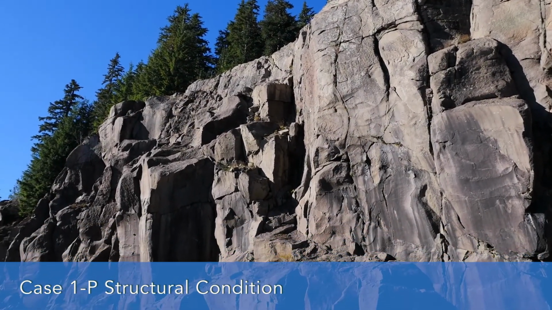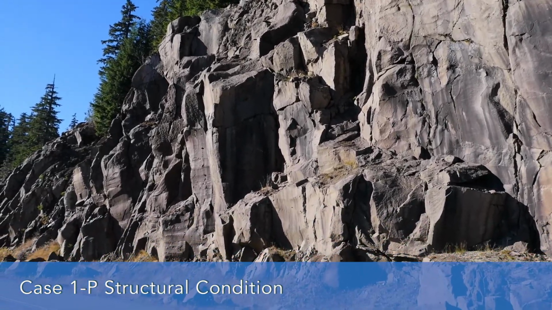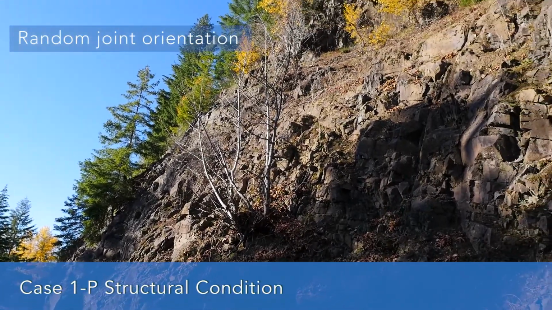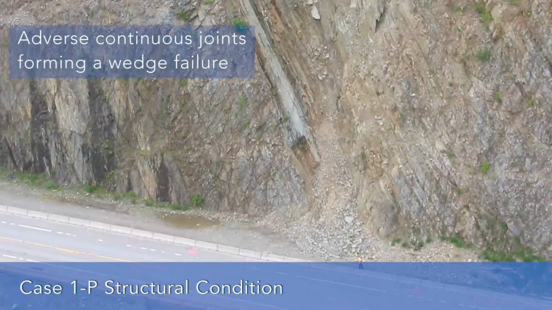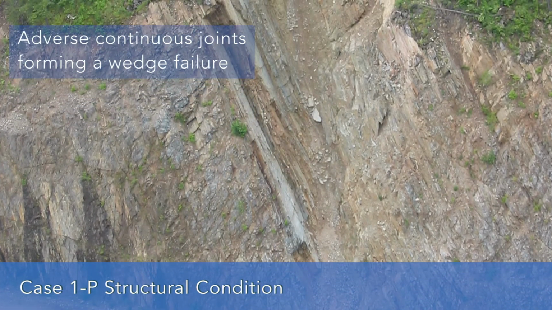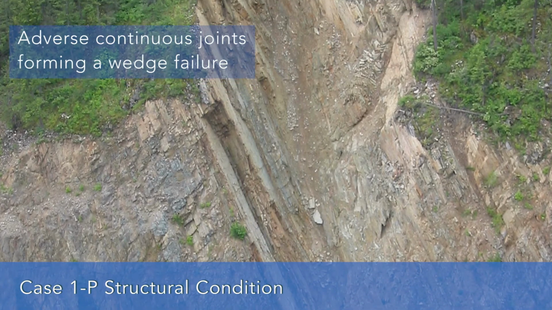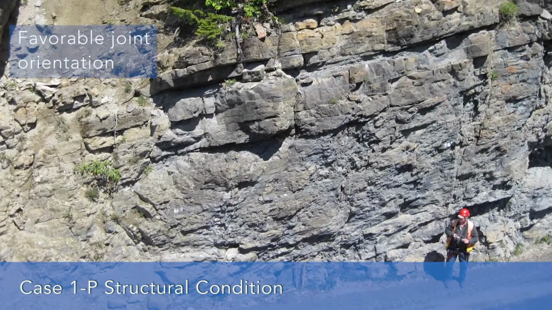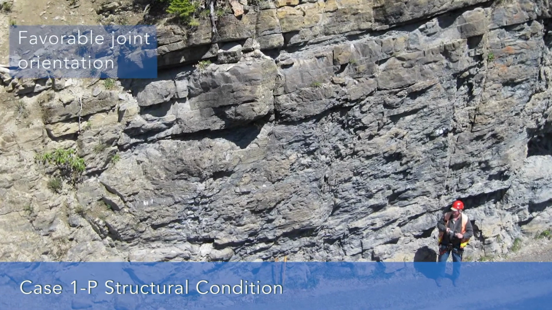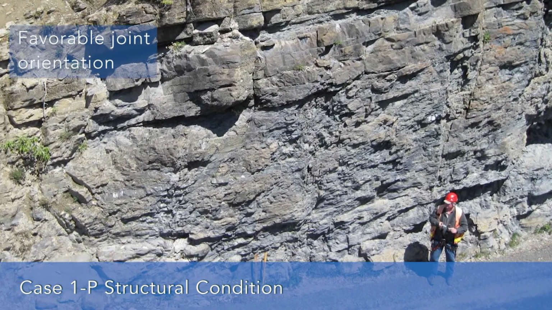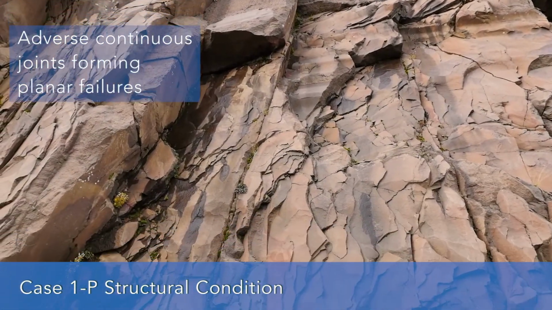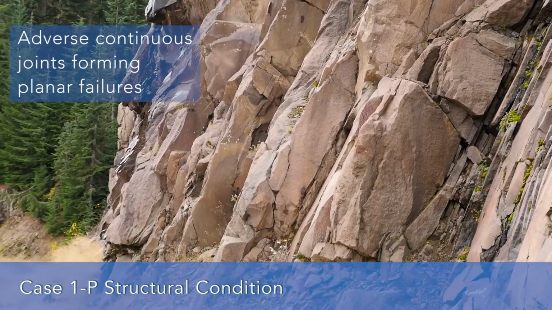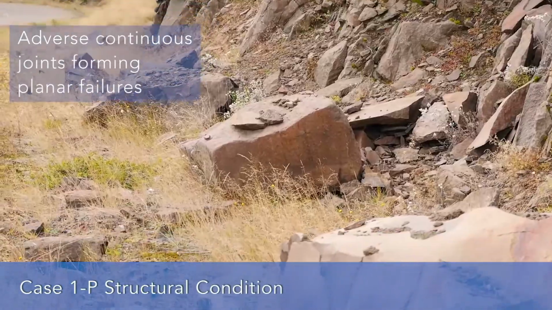Adverse joints are those that singularly or in combination with other joints make planar, circular, block, wedge, or toppling failures kinematically possible. The scores are broken down into the 4 categories. At the lowest end, discontinuous joints with favorable orientations would rate as 3 points, while at the other end of the spectrum, continuous joints, those greater than 10 feet with adverse orientations or dipping out of the slope, would rate as 81 points. At this site, we have joints that are greater than 10 feet and also dipping out of the cut face. So this slope here would rate 81 points.